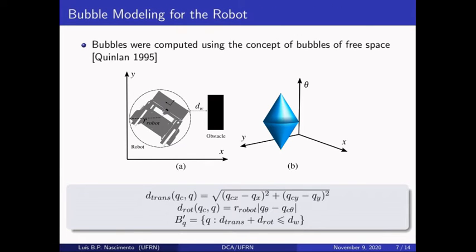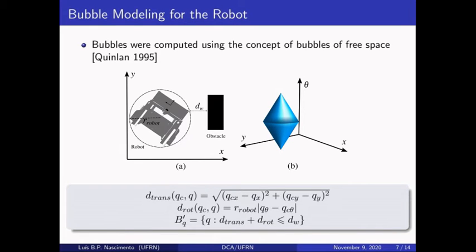Now, in order to compute the bubbles, we are using the concept of bubbles of free space, which make it possible to compute a volumetric region in the configuration space, but only using information from the distance from the workspace. For computing this region, we need to determine the minimum distance between the robot and the obstacle. In this case, we denote this distance by dW.